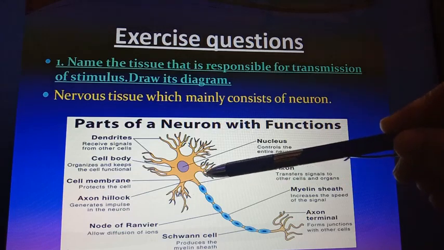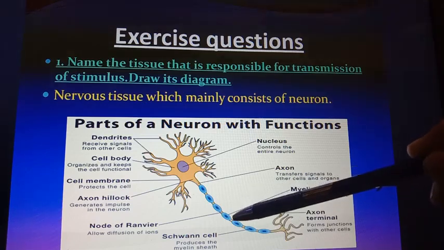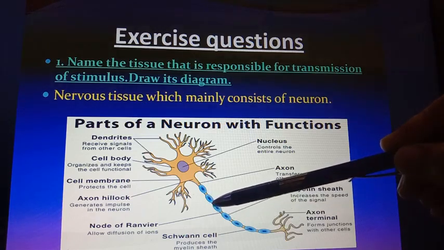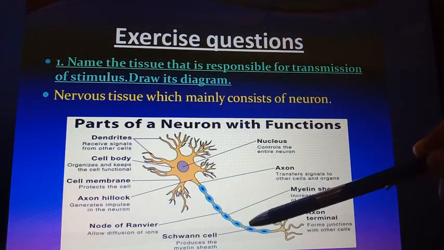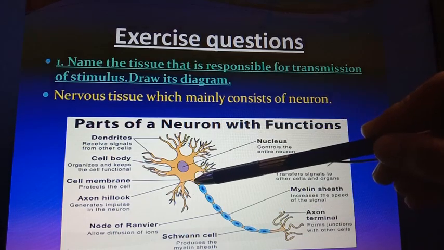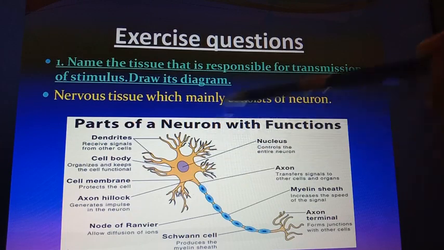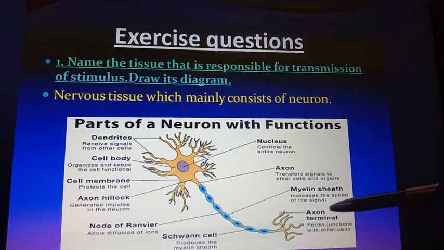This myelin sheath is not continuous throughout the axon, so in between the myelin sheath, nodes of Ranvier are present, and it is the axon hillock, that is the junction in between the cell body and the axon, and at last it is the axon terminal, that is the end of axon.